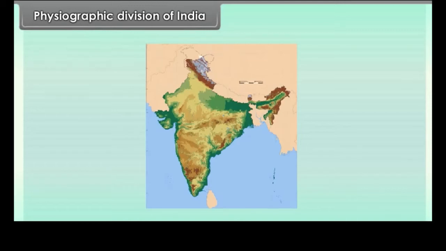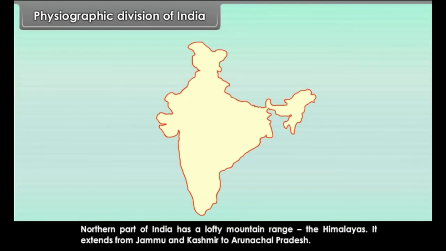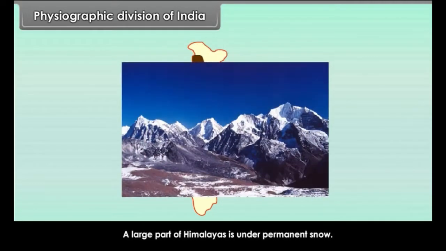Physiographic division of India. When we talk about India, we have diversified physical features. Now, let us look at the different physical features of India. Northern part of India has a lofty mountain range, the Himalayas. It extends from Jammu and Kashmir to Arunachal Pradesh. A large part of Himalayas is under permanent snow.